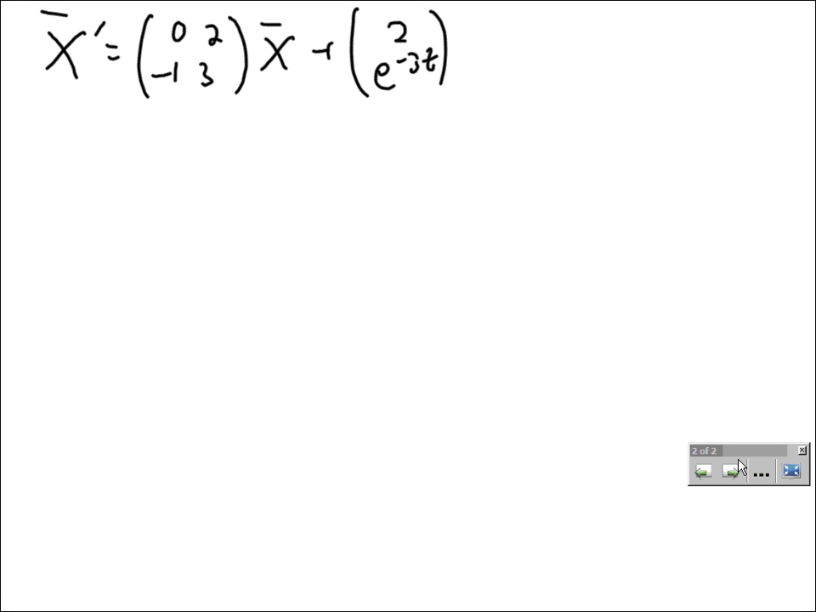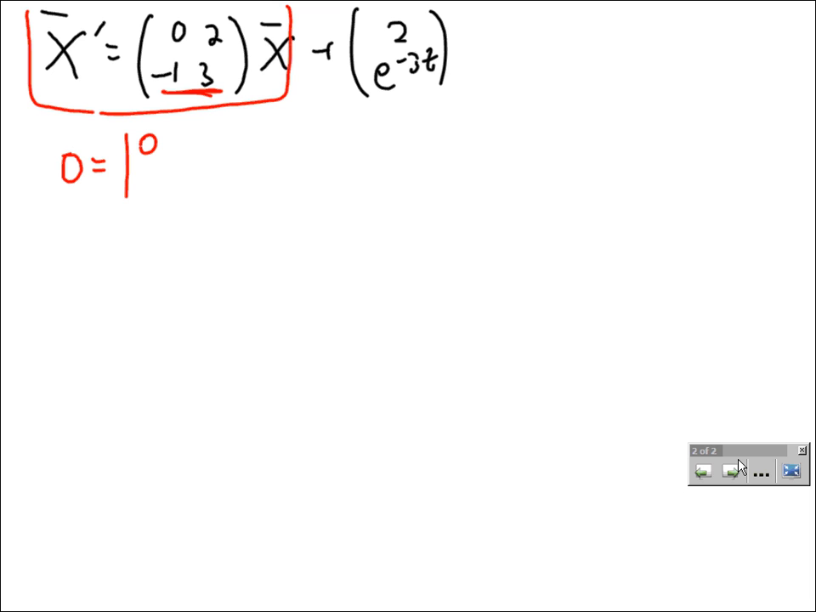Suppose that x prime is equal to this matrix times some x vector plus 2 e to the negative 3t. So the job is to find the x. Which vector x works? Like before, we solved this one. So we know that we want the determinant of A, where this matrix is A, minus lambda I is 0.